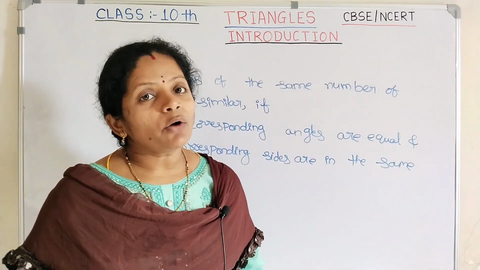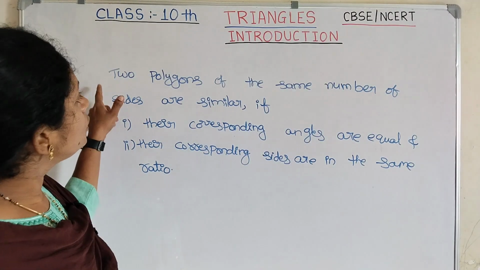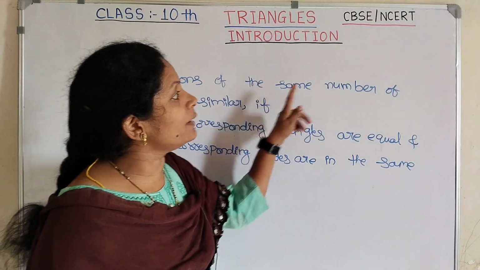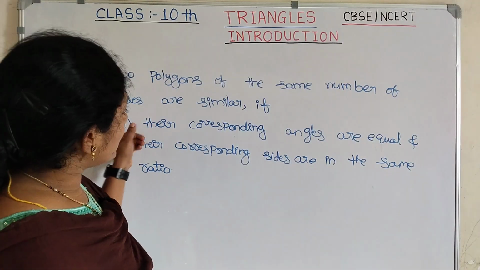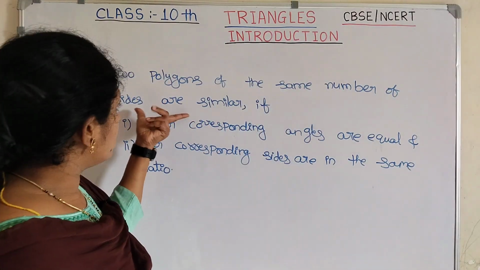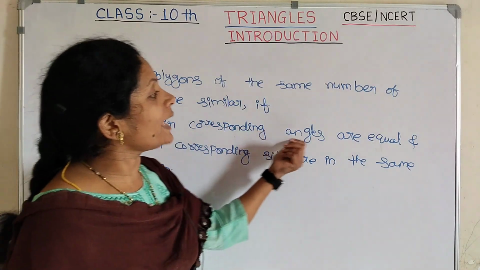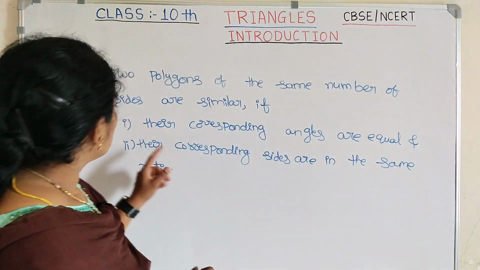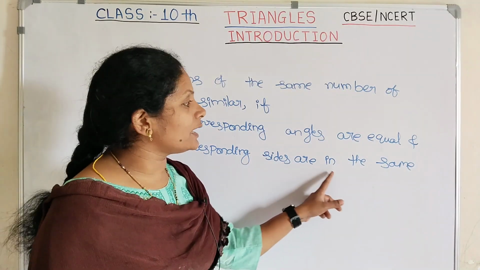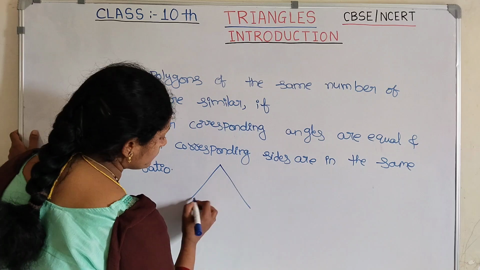Let us see how we can say that two figures are similar. Two polygons of the same number of sides are similar if their corresponding angles are equal and their corresponding sides are in the same ratio. For example, let us take two triangles.